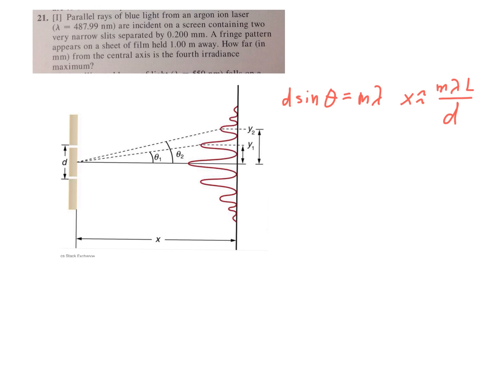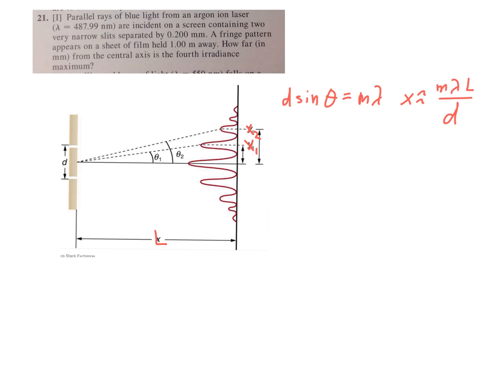Day 46, page 975, problem 21. This is very similar to the last problem. Once again, let me fix the terminology here. The x over here should be an L, and these y's are x's, x sub 1 and x sub 2. And we're looking for, once again, the fourth maximum.